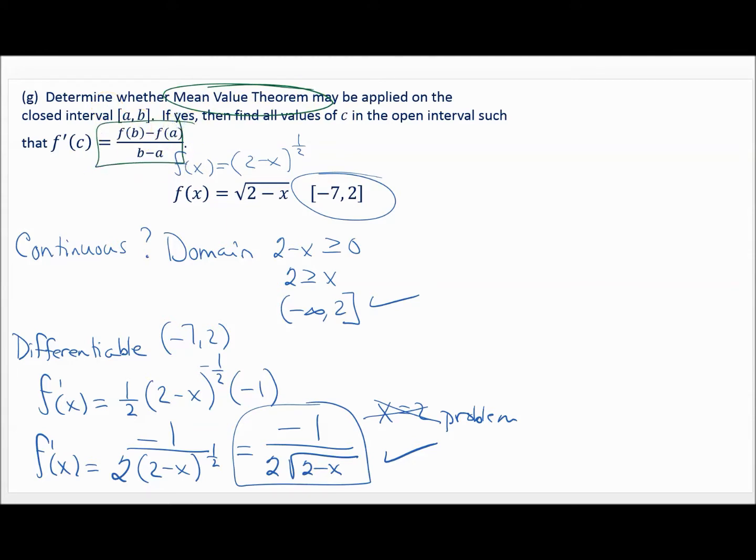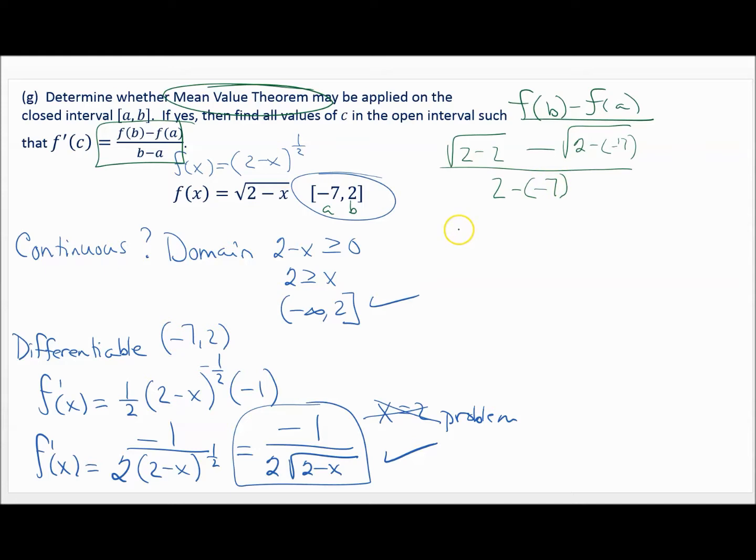I go ahead and find f of b minus f of a over b minus a. How do I do that? First of all, what's b and a? So a is -7 and b is 2. So when I substitute in f of 2, that's going to be plugged into my function, that'd be the square root of 2 minus 2, minus f of a would be the square root of 2 minus a -7 over b minus a. So b is 2 minus -7.